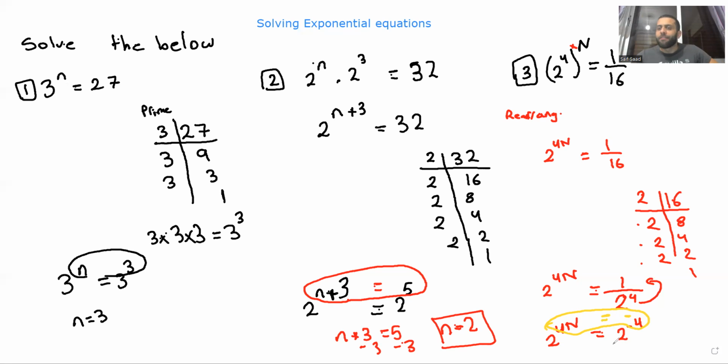So basically, 4n is equal to negative 4. So in order to solve for n, divide by 4, divide by 4. So n is equal to negative 1.